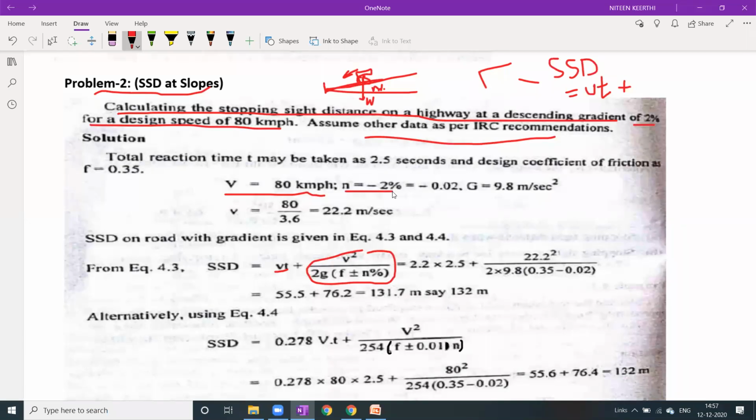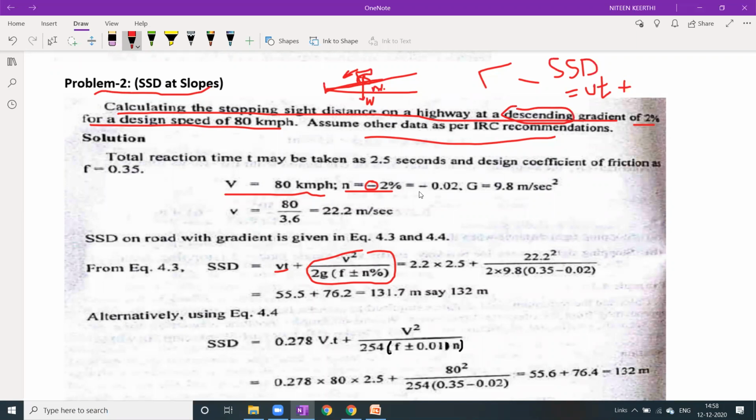Descending gradient means going down, a descending gradient of 2%. That's why you have to write minus. In the question, he won't mention the sign, he will just mention descending. Based upon that, you can give the sign plus or minus. For descending, minus; for ascending, plus.